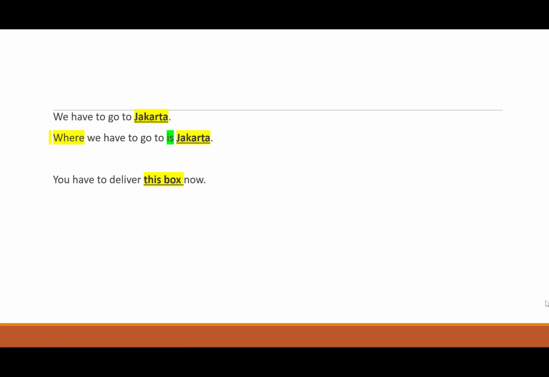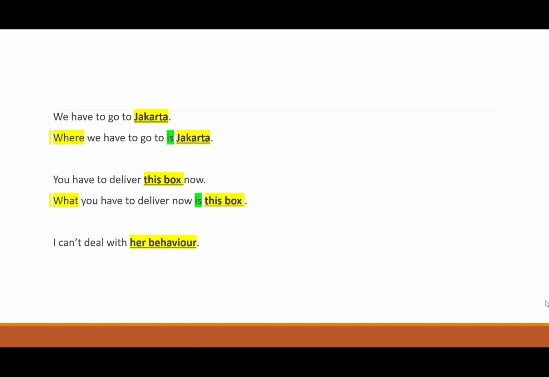Next, you have to deliver this box now. Look at what is after the verb. This box, it's an object. But this time, it's a thing. So, the WH word you have to use is what. What you have to deliver now, don't forget to put be. You have to is in present simple, that's why we have to use is. Then, the noun or the phrase we would like to emphasize, this box. What you have to deliver now is this box.